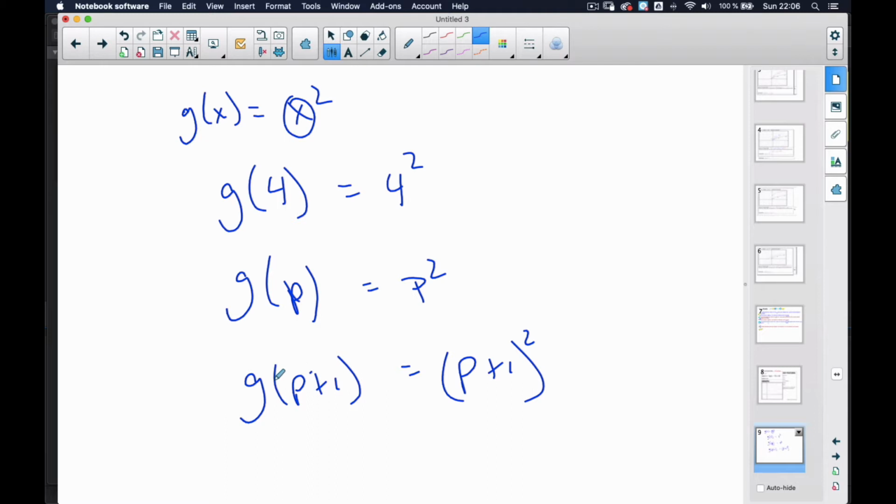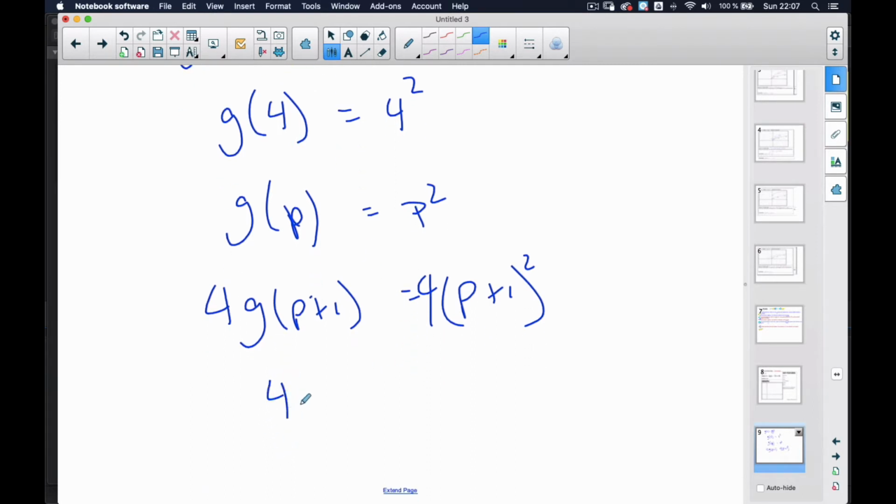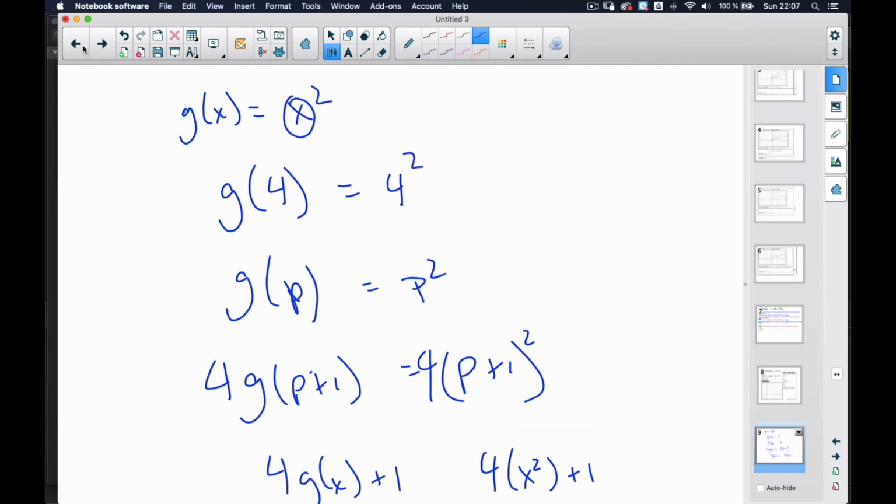But if I then came along and said, I'm going to multiply, I want it to be 4g, then that's going to be 4 times g of p plus 1. If I said, what's it going to be if I had 4g of x plus 1? Well, that means it's going to be 4, well, g of x is x squared, plus 1. So we're going to use that idea in here.